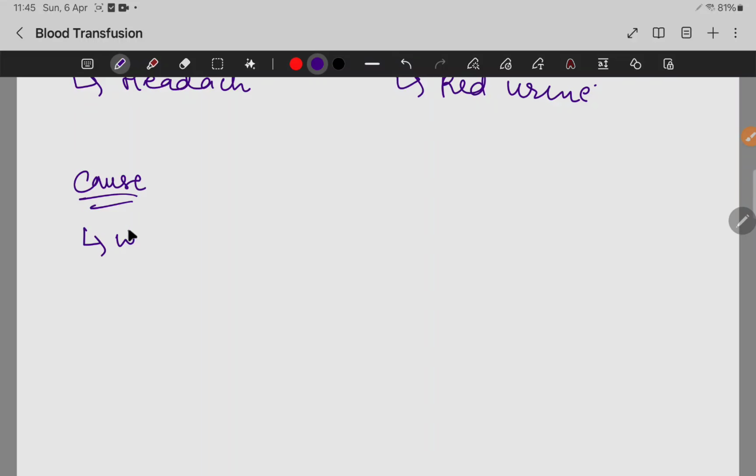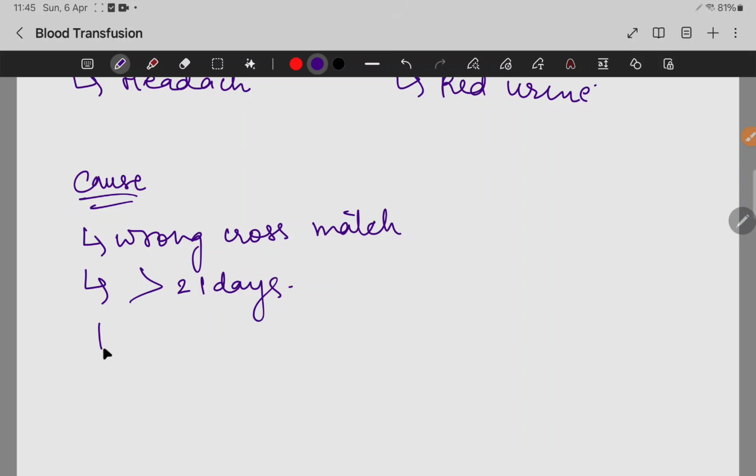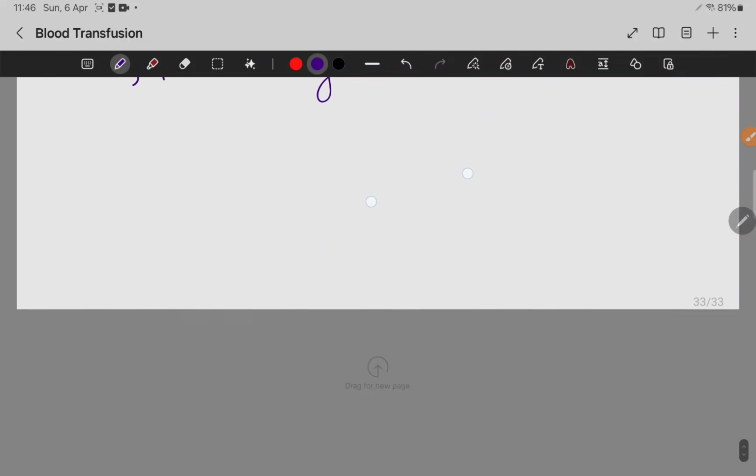Okay, the cause is what? Wrong cross match, or you have frozen the blood for more than 21 days, mixing with dextrose, or excessive warming. These may be the causes.